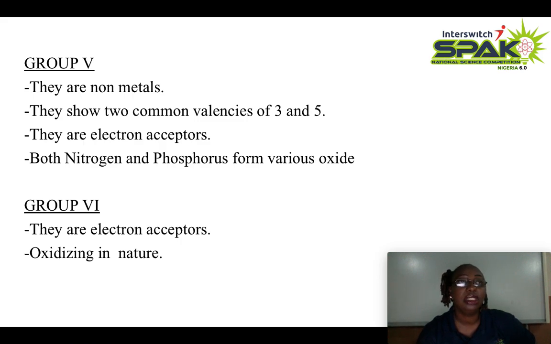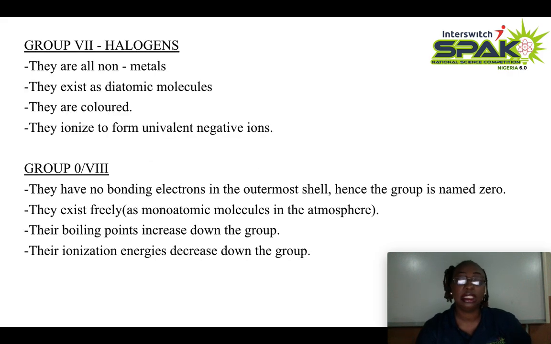Then we have group 6. A very good example of group 6 elements are oxygen and sulfur. They are electron acceptors because they are non-metals as well, and they are good oxidizing agents.